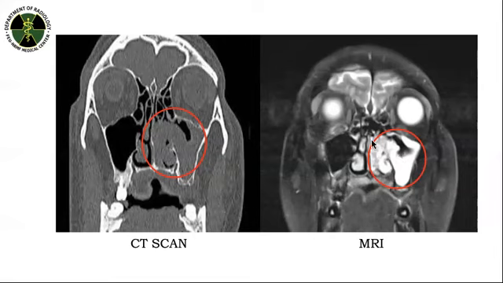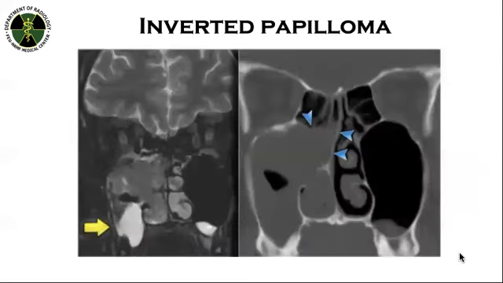coronal MRI. The left maxillary sinus contains a small amount of tumor but contains fluid, as the osteomeatal complex is obstructed by the papilloma. So this is the area of the osteomeatal complex, and this is your left maxillary sinus. Then inverted papilloma. So this is a T2 weighted image, the first image, coronal view, which confirms the cystic element as pointed by the arrow.